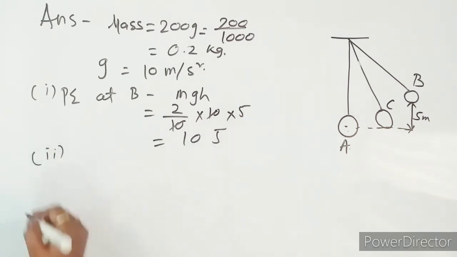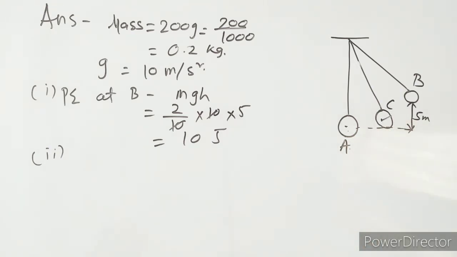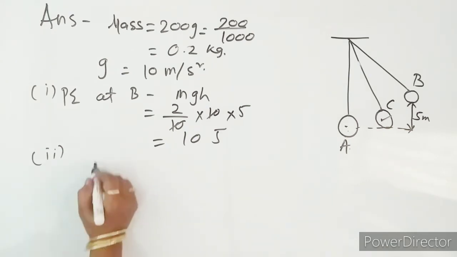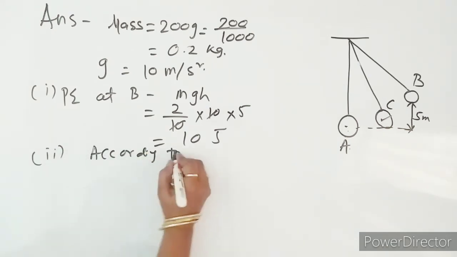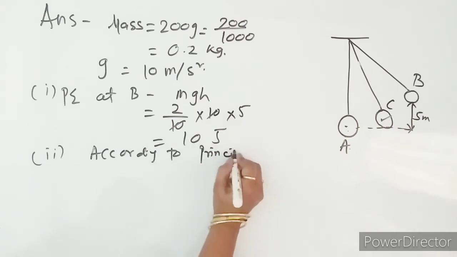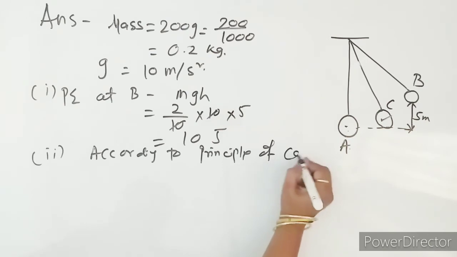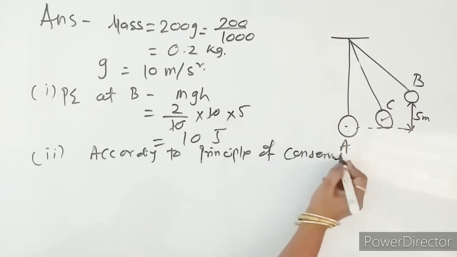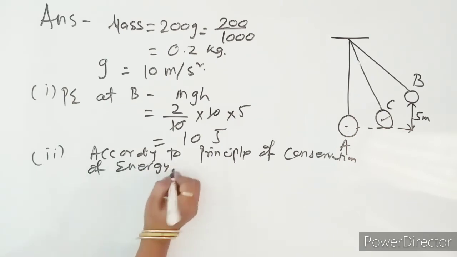What will be the second answer? What is the total mechanical energy at C? So here it is asked, what is the total mechanical energy at C? Here you will write, according to the principle of conservation of energy. This carries 1 mark.